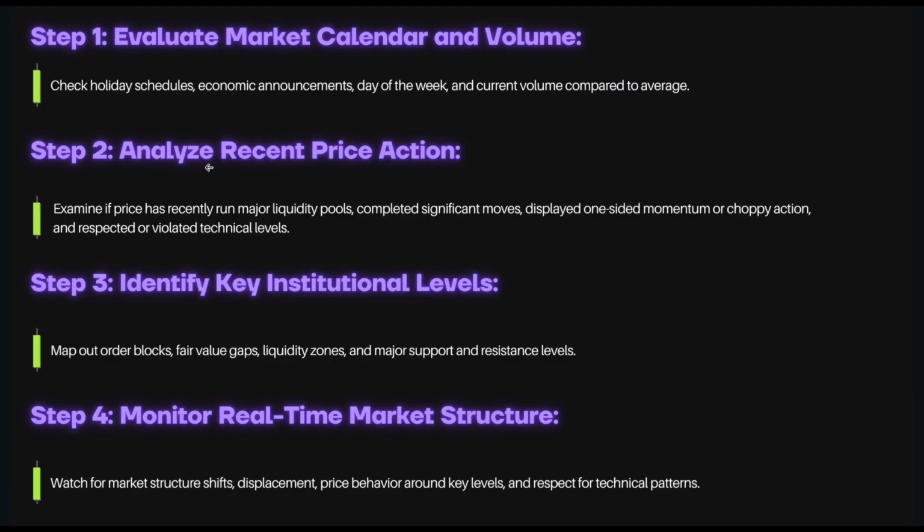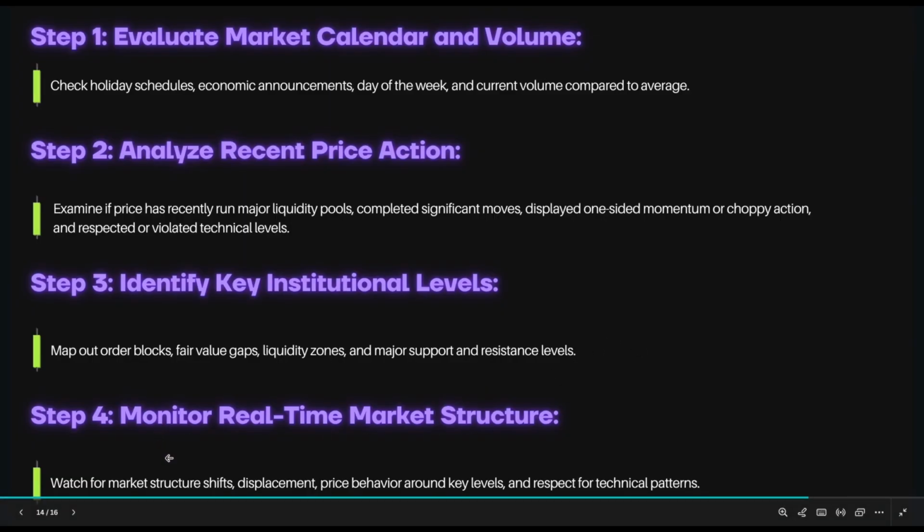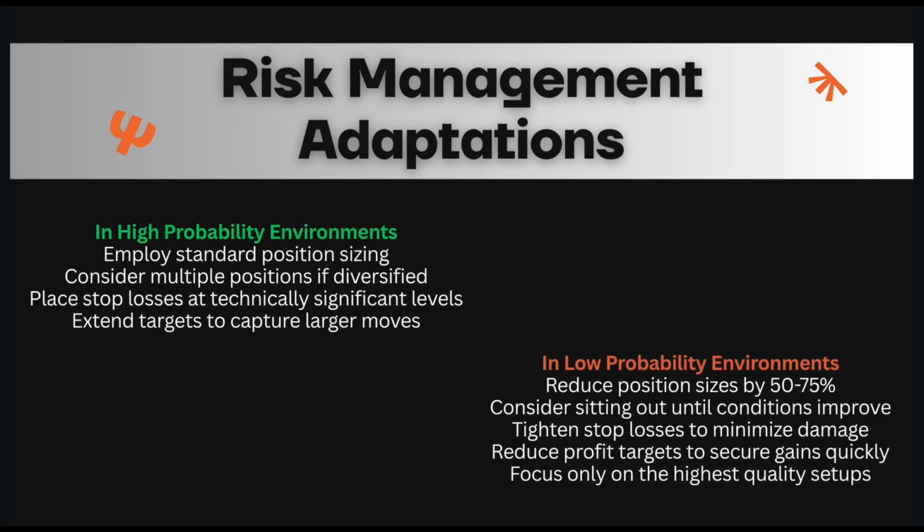Step 2 is analyze recent price action. Examine if price has recently run major liquidity pools, completed significant moves, displayed one-sided momentum or choppy action, and respected or violated technical levels or your points of interest. Step 3 is identify key institutional levels, map out order blocks, fair value gaps, liquidity zones, and major support and resistance levels, or really just any other POI that you like to use. Monitor real-time market structure. Watch for market structure shifts, displacement, price behavior around key levels, and respect for technical patterns. That easy, that simple.